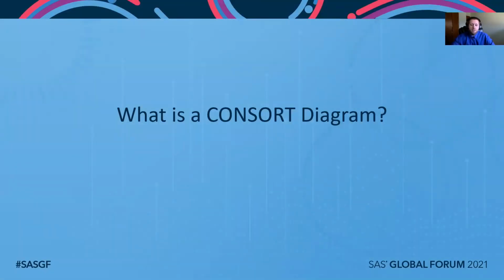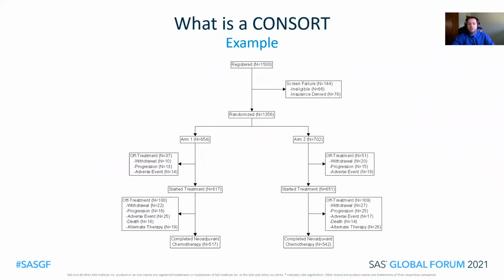So first of all, what is a consort diagram? A consort diagram is essentially a flow chart that is a visual depiction of what goes on in the trial itself. There are nodes of the consort which show the key events, such as, in this case, registration, randomization to one of two arms, starting and ending treatment. It's very easy to see how many patients flow from the start to the end, as well as where they go off and for what reasons.